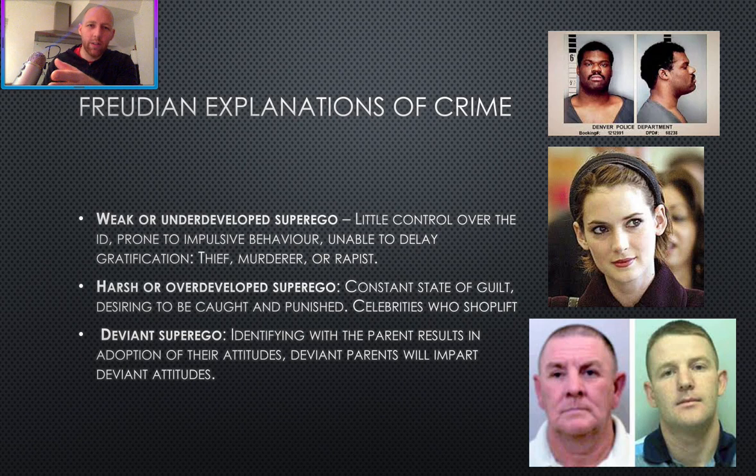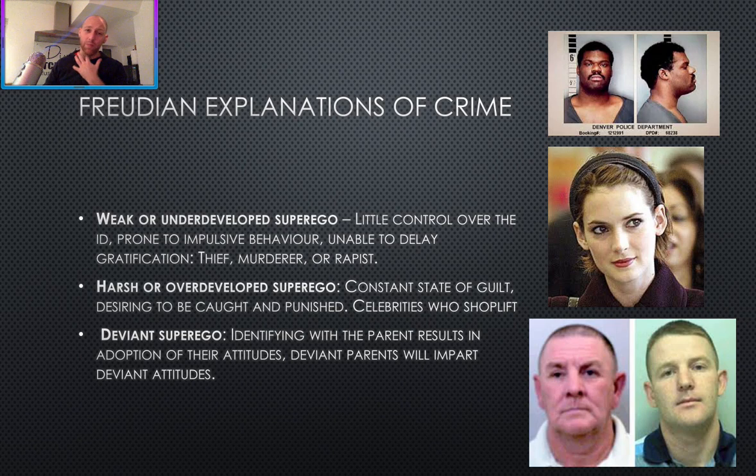A weak or underdeveloped superego would essentially allow the id to be unrestrained. This would lead us to an increase in impulsive behaviour. It would mean we're unable to delay gratification, and that's things like thievery. You see something, you want it, you take it. Murder, someone has made you angry, so you lash out. This is because you've got no superego reining you in, saying this is what you should be doing. There's no feelings of guilt or remorse.